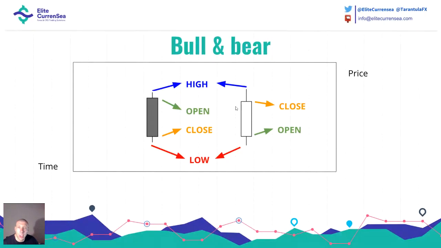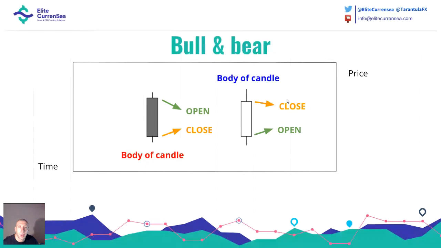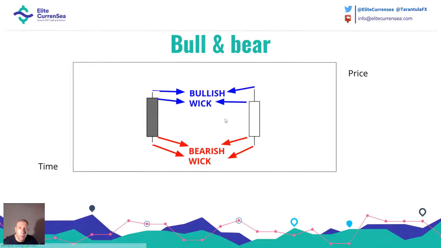Okay, so these are bullish candles. These are bearish candles. The high is the same, the low is the same, but the open and the close are different. This is the open for the bearish, close for the bearish. This is the open for the bullish and close for the bullish candle. The body of the candle is important, but wicks are more important, guys. This is bullish wick. This is called bearish wick. It doesn't matter which type of candle it is. It can be a bullish candle or a bearish candle, but the same thing applies to them.